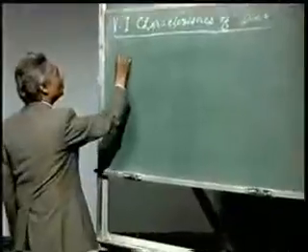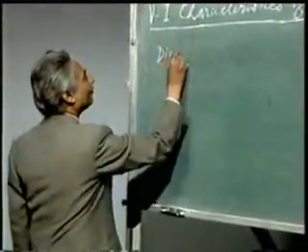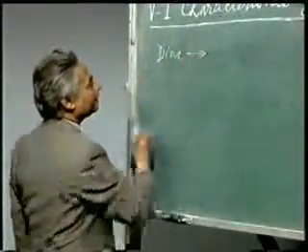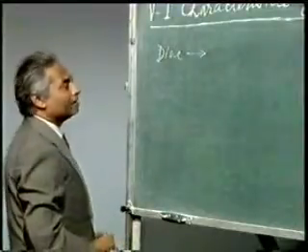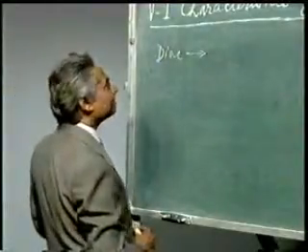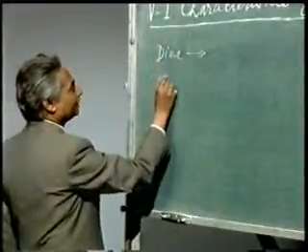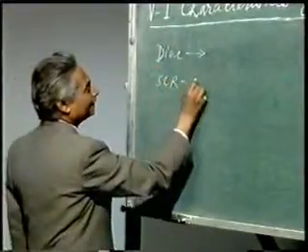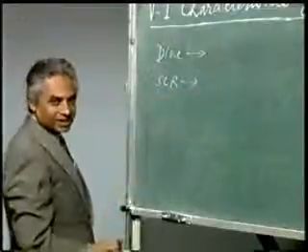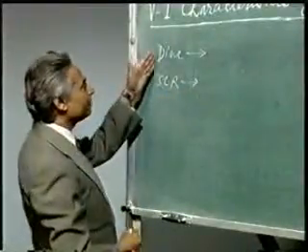DIAC, as you all know, is a four-layer semiconductor device and it is a thyristor. But if I compare it with silicon control rectifier, that is SCR, this is also a four-layer semiconductor device. Now, what is the difference between the two?